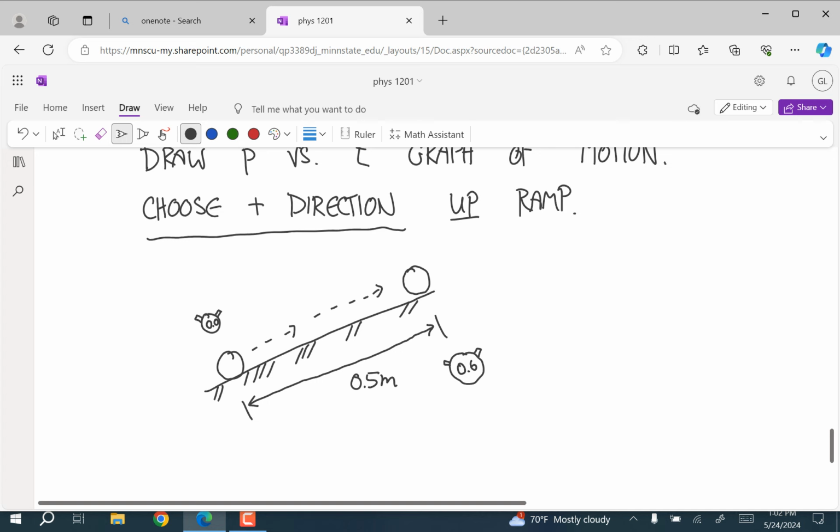Then it's going to roll back down, and we're going to read the stopwatch a third time. And what's it going to say? Well, if it takes 0.6 seconds to get to the top, and then another 0.6 seconds to get here, the stopwatch is going to keep running. So this is going to say 1.2 seconds.